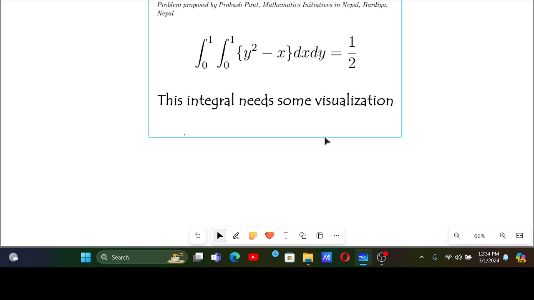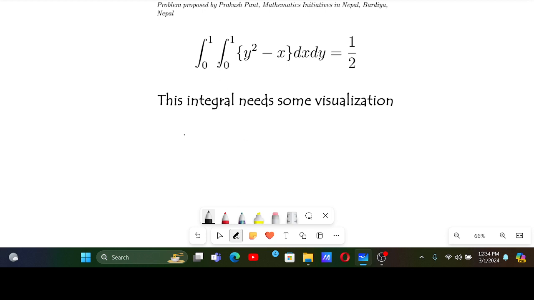This integral needs some visualization. So we have the integral from 0 to 1, 0 to 1, of the fractional part of y square minus x, dx dy. So basically in this problem, first of all you need to know what the fractional part is.